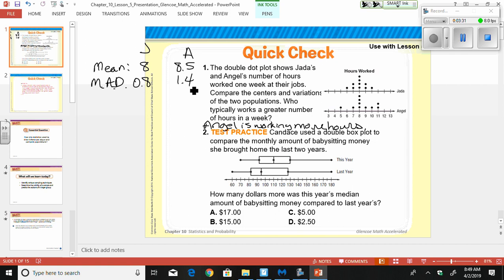Number 2, test practice. Candace used a double box plot to compare the monthly amount of babysitting money she brought home the last 2 years. You can see that this year is a little more consistent because her box is more symmetrical. And she's also working more this year because the lower quartile and the upper quartile are both greater than last year. How many dollars more was this year's median amount of babysitting money compared to last year? This year's median was around 110, and last year's was around 95. So it's around $15 more.